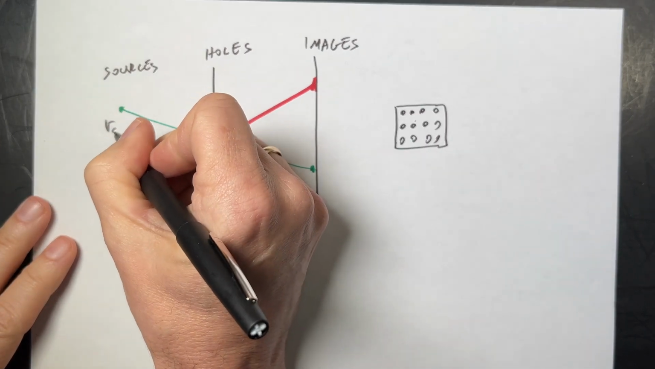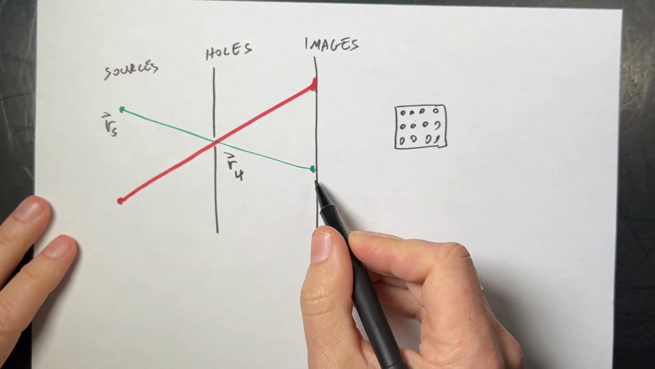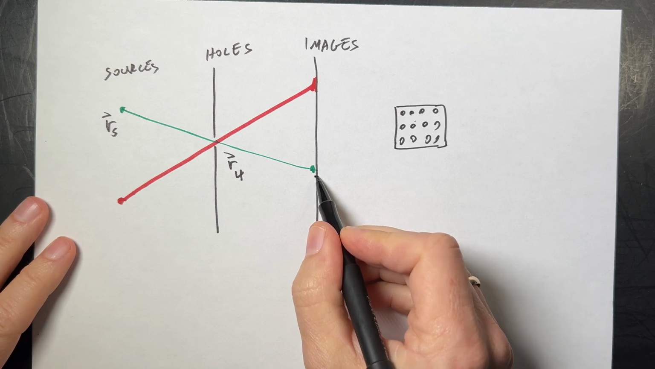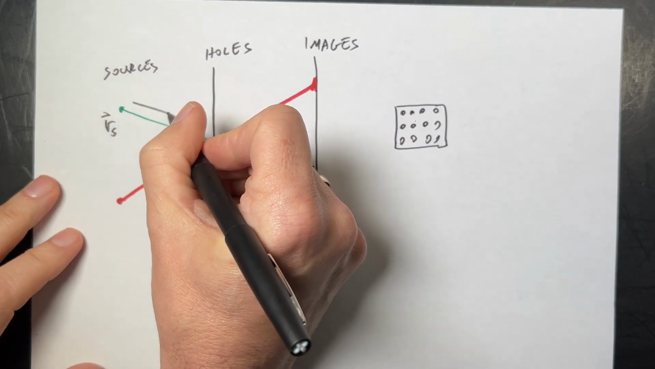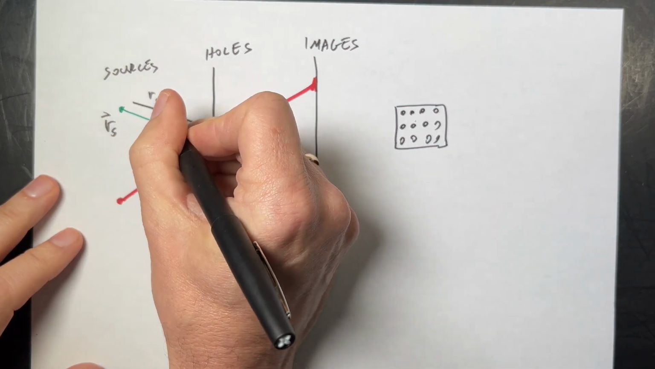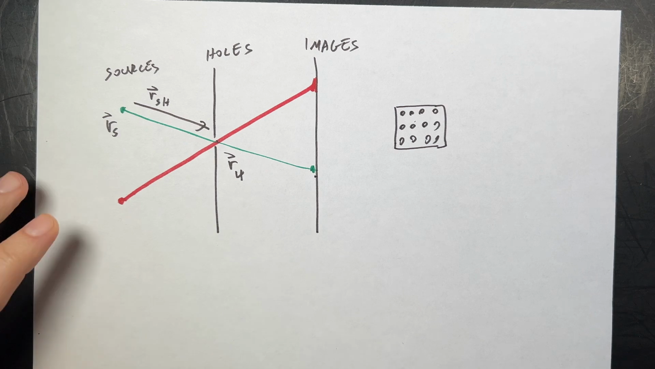I'll call that RS. And this is going to have a vector location R hole. Now how do I find that? Right, because that's what I want to do. Those holes can move around. Well, the first thing I'm going to do is define this vector. I'll call that RSH. That's the vector from the source to the hole.